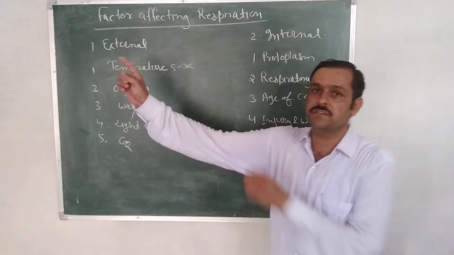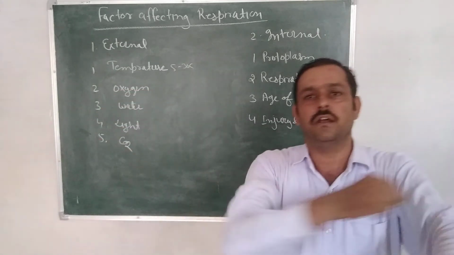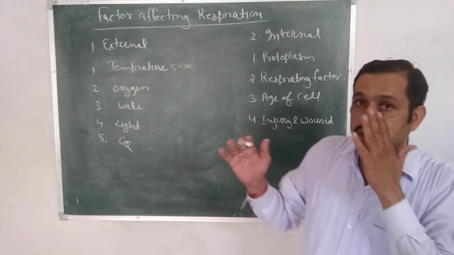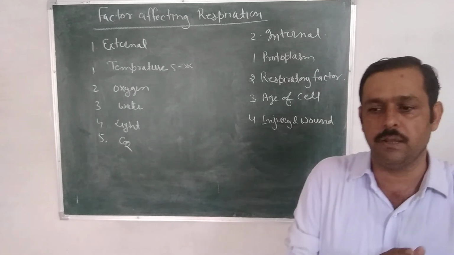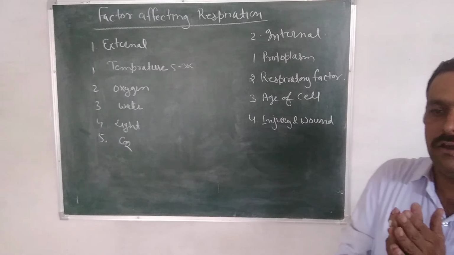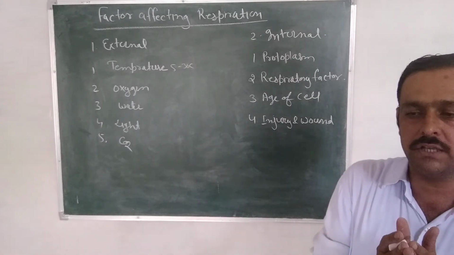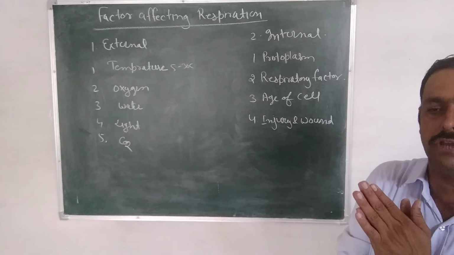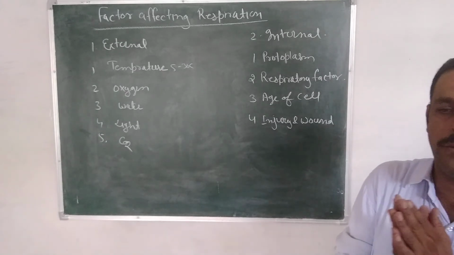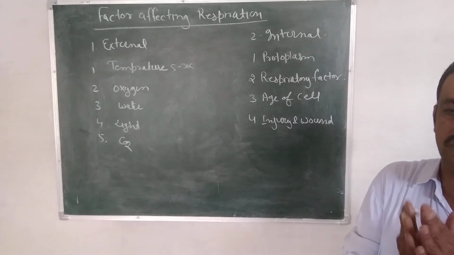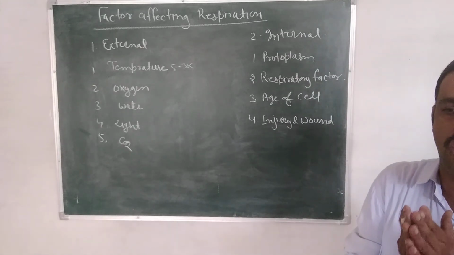First, temperature. As we study this factor in photosynthesis also, the range of respiration in the temperature is 5 to 30. Temperature is the main factor that affects the rate of respiration. Generally, within a fixed limit, with an increase in temperature from 5 to 30 degrees centigrade, the rate of respiration increases. The rate of respiration increase in this limit is according to Van 't Hoff rule.